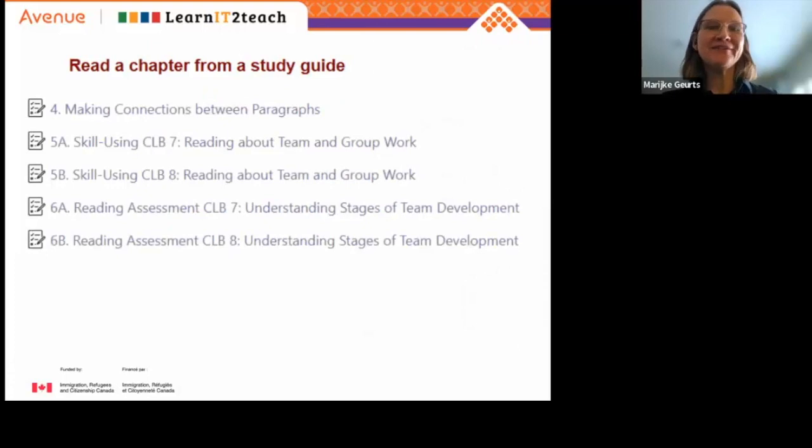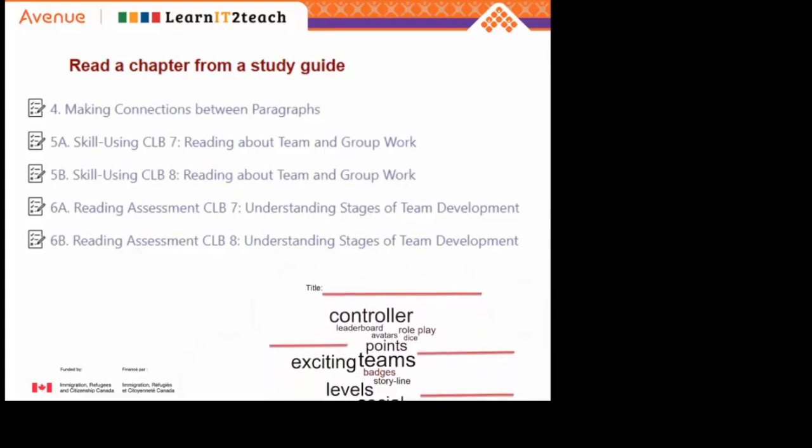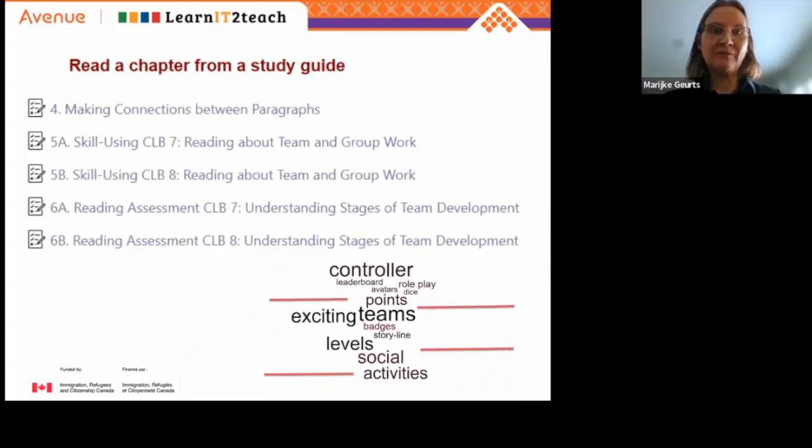So the first skill in this module is reading a chapter from a study guide. Learners first practice making connections between paragraphs. And then there's also a paper-based skill building activity comparing two learning apps. So you don't see it in this list. The activity includes vocabulary practice, and learners read about Quizlet and Kahoot. The skill using and assessment tasks do have a paper-based and an online option.